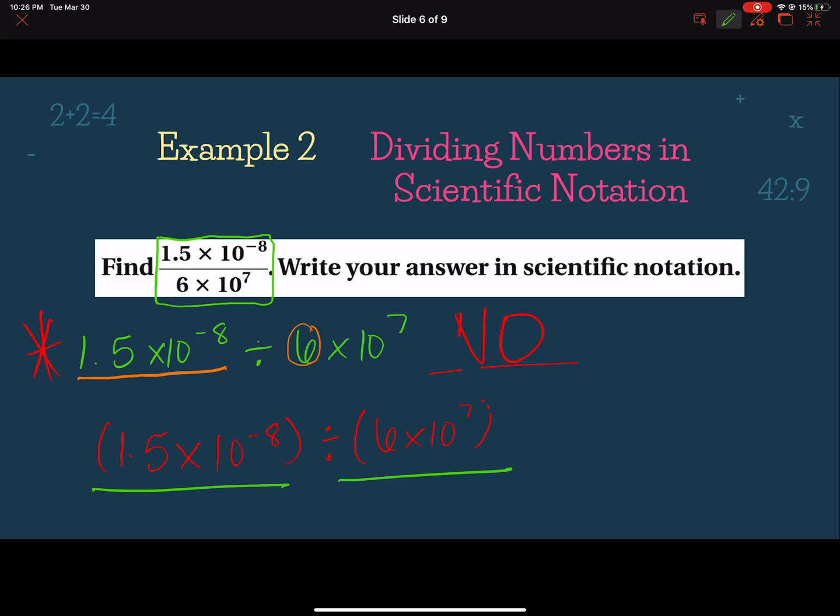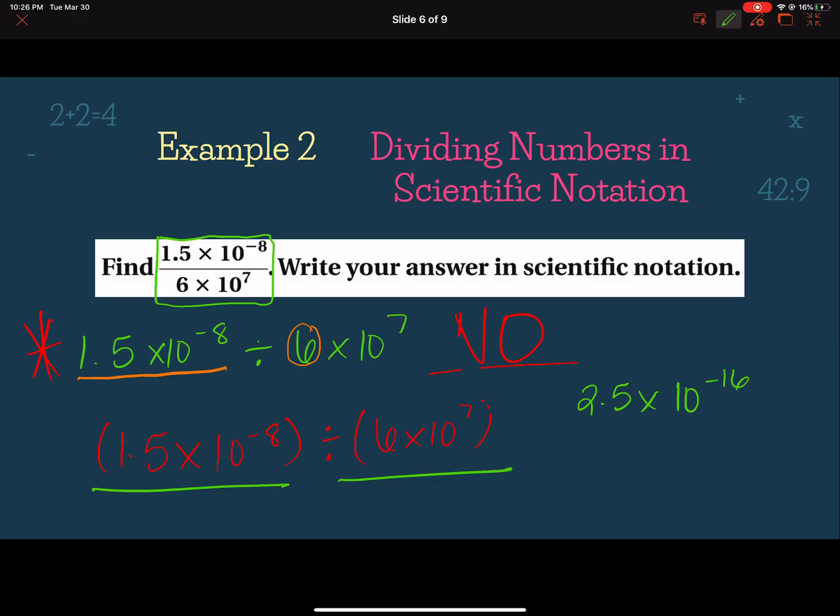I've got 1.5 times 10 to the -8. And I'm dividing 6 times 10 to the 7th. And that should give you a really big decimal. I've got 2.5 times 10 to the -16th here.